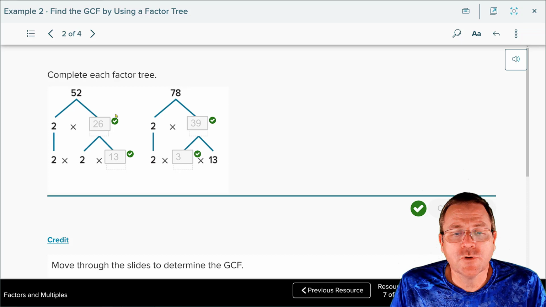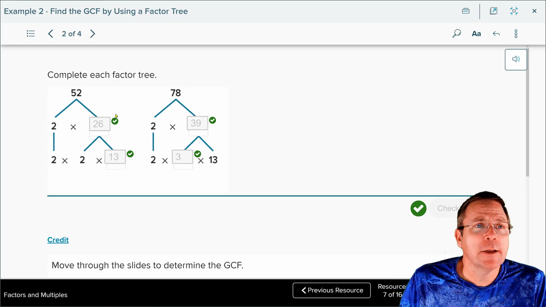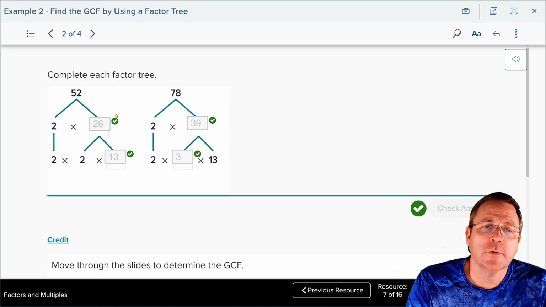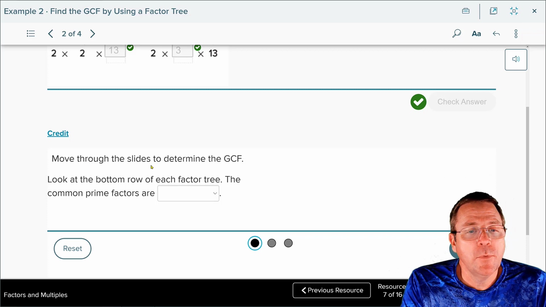Very similar to what I'm sure you used when you were in elementary school and in 6th grade. But we are in 6th grade. I totally forgot this was a 6th grade lesson. We are going to take this even further, though. Now we're going to move through the slides and determine the greatest common factor.